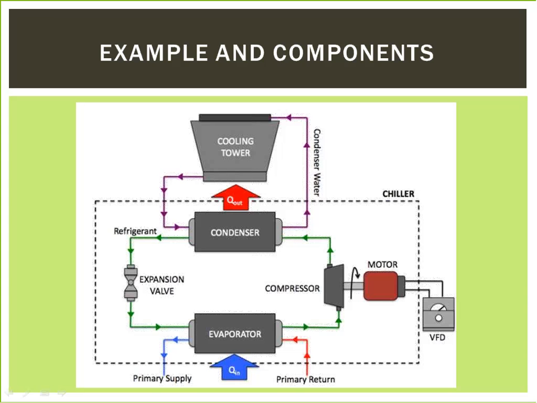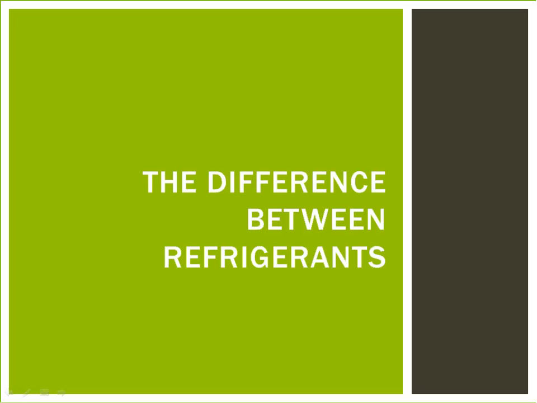Expansion device. After the refrigerant condenses to a liquid, it passes through a pressure-reducing device. This can be as simple as an orifice plate or as complicated as an electronic modulating thermal expansion valve. Next, we will discuss the difference between refrigerants.